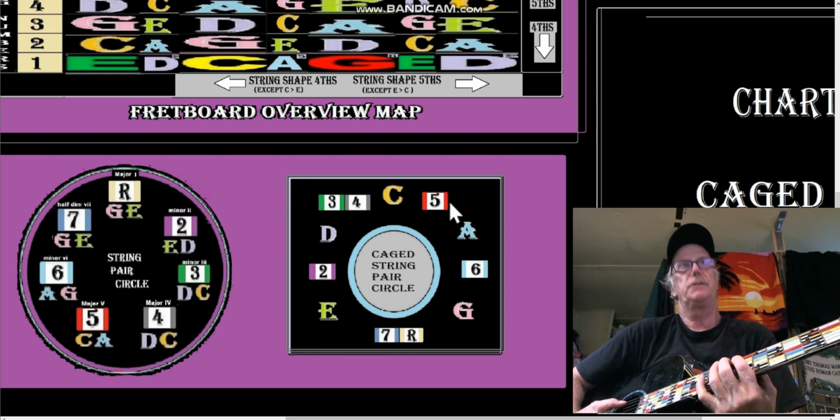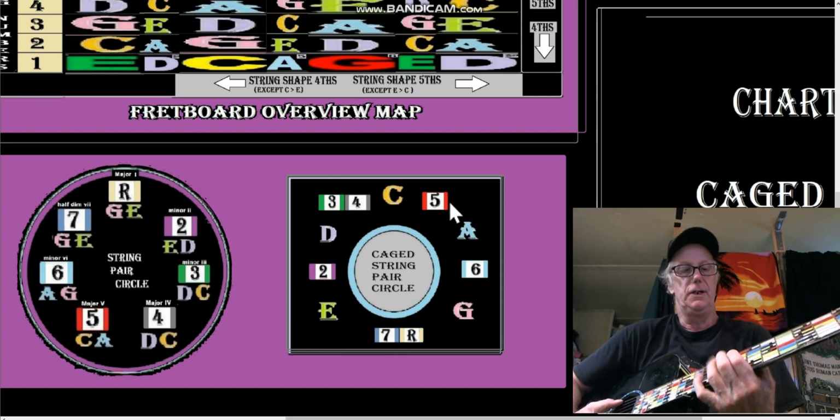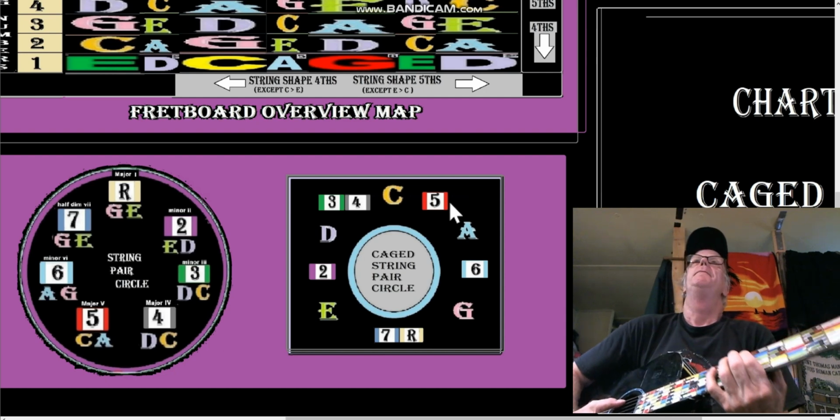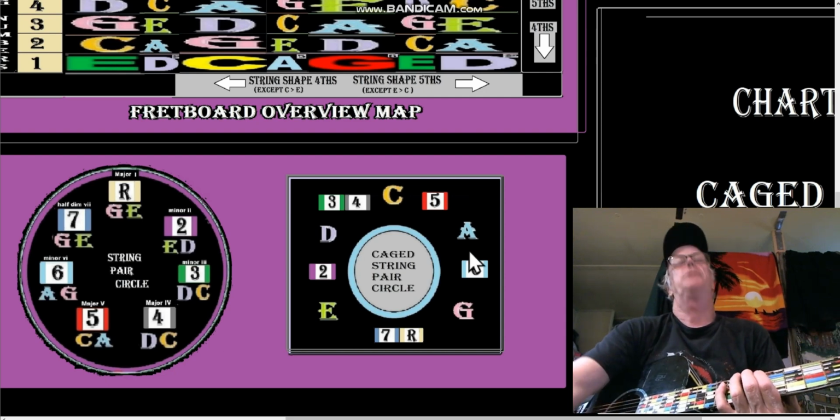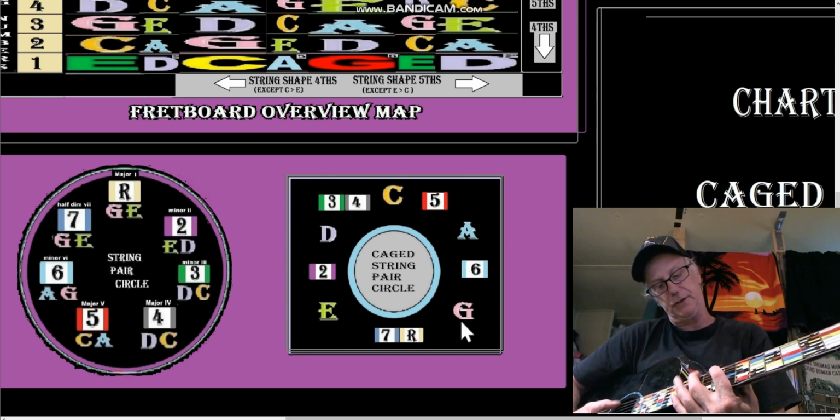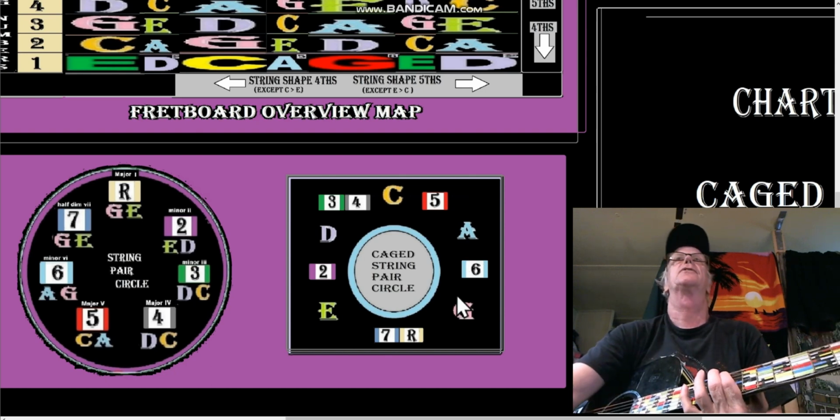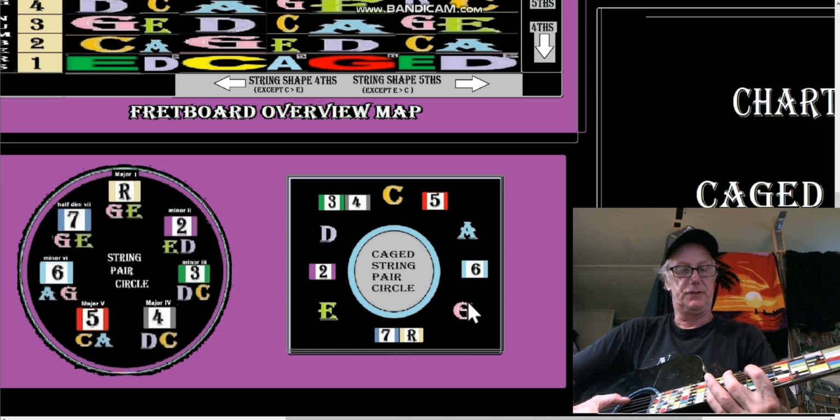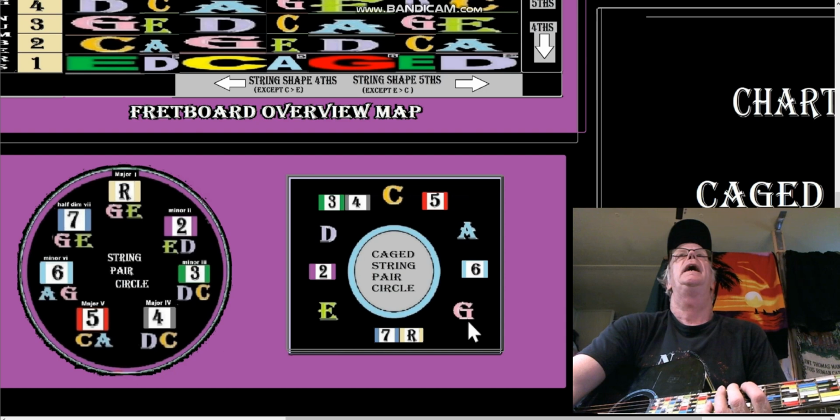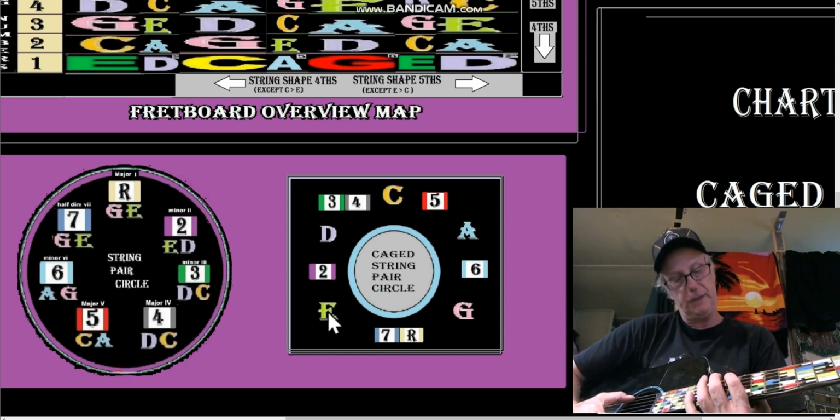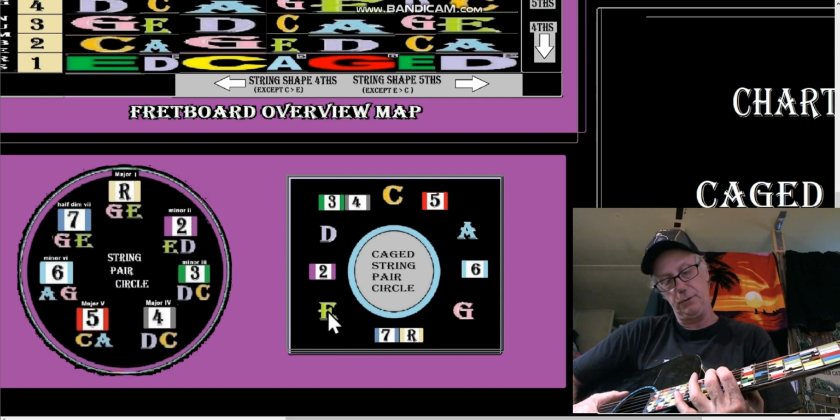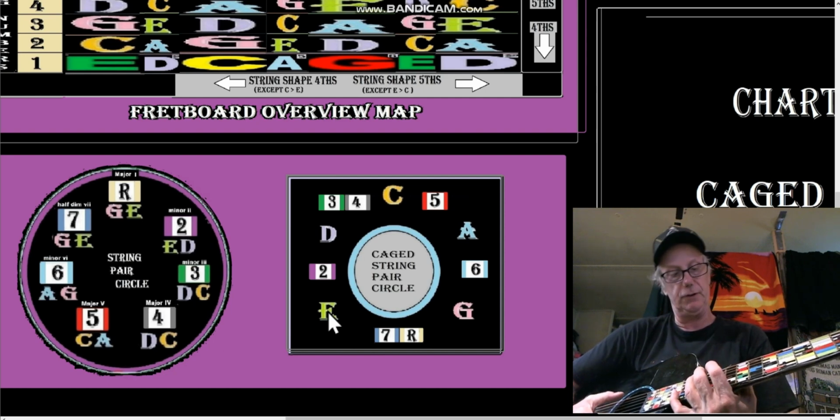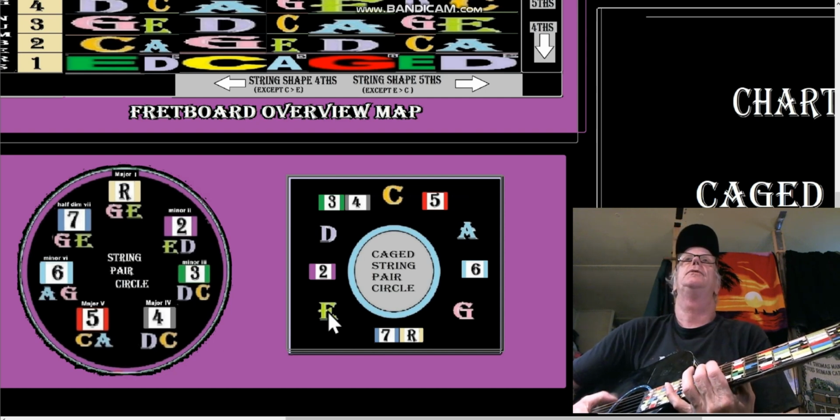A string shape would be 5, 6. They share the 5. Between the A string shape, which is 5, 6, and the G string shape, which is 6, 7 root, they share the 6. Between the G string shape, that's 6, 7 root, and the E string shape, that's 7 root 2, they share the 7 root.